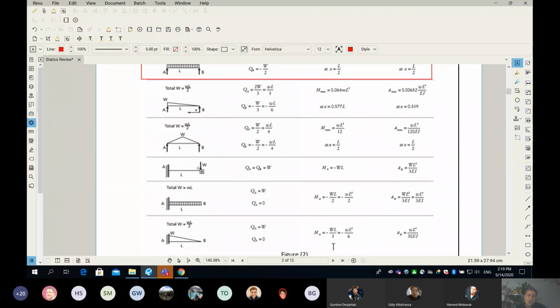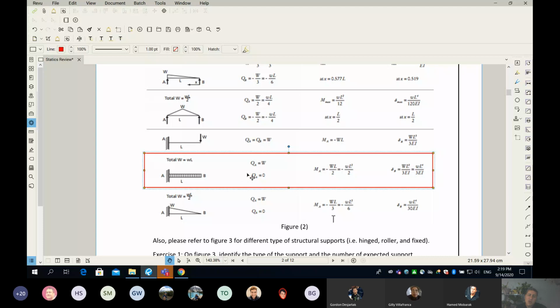Also, please focus on this one, which is how you find the shear and the bending moment for a cantilever. I'm sorry, a cantilever beam. So this is a cantilever beam, and probably shortly I'm going to tell you the difference between a cantilever and a simply supported beam, but please focus on those.